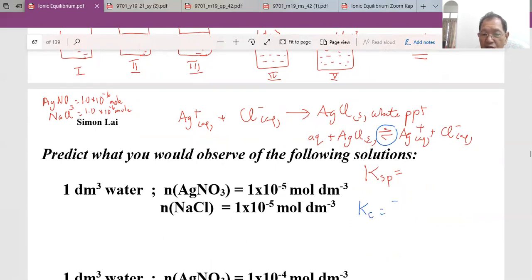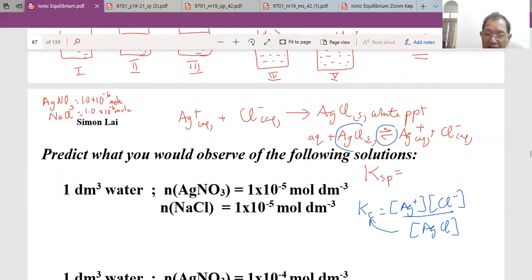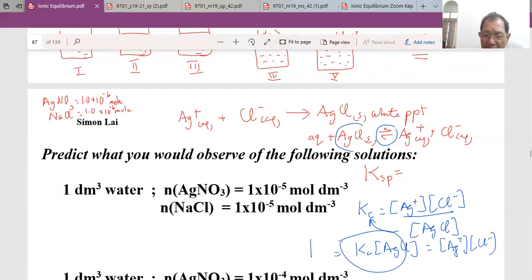Kc is equal to what? Concentration of Ag plus times Cl minus, over, of course, my AgCl. Because only a very small amount dissolves, this is not constant. So the constant normally can be put up here together with this one. So I get Kc times my silver, whatever amount it is, is equal to Ag plus and Cl minus. Now this whole term is called the Ksp.